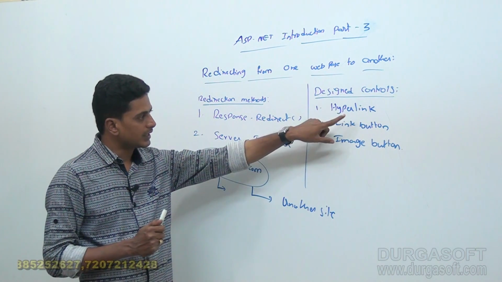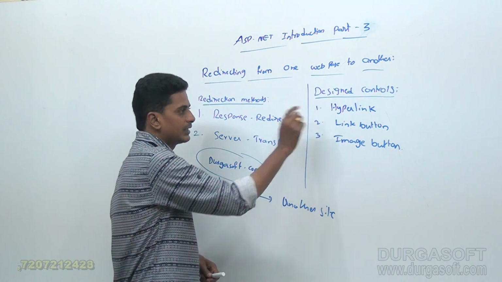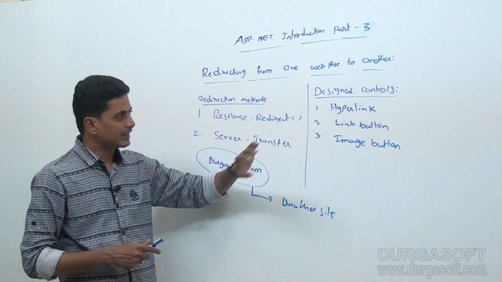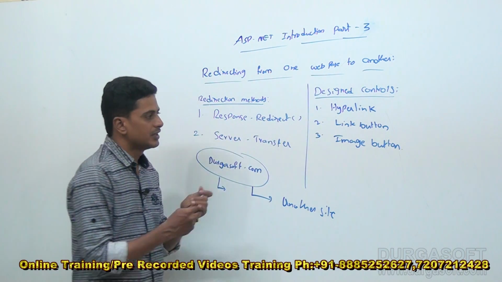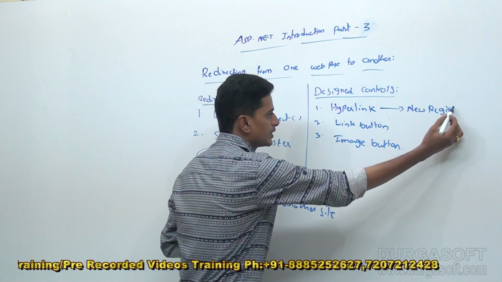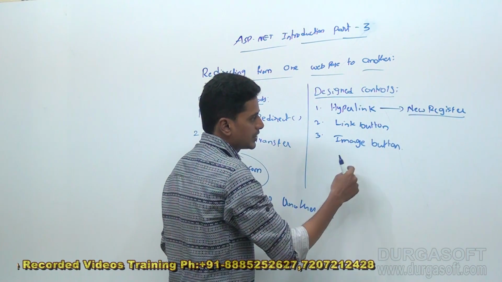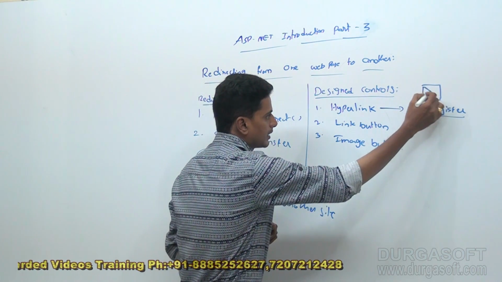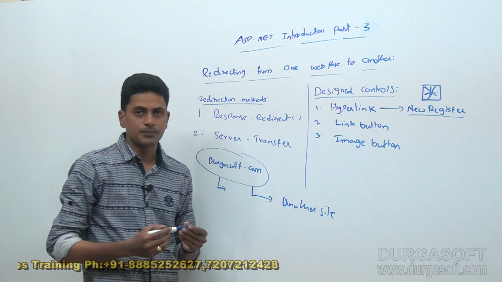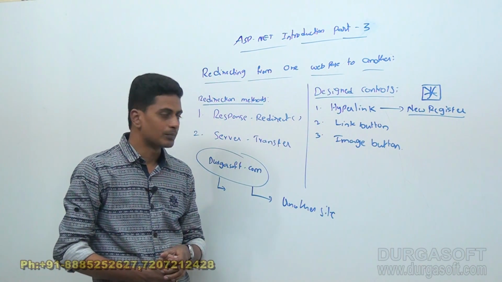Using these design controls, we can move from one web page to another, like hyperlink, link button, and image button. The hyperlink control provides a link to text and also a link to an image. For example, when I give the text for a hyperlink as "new register", this is the text, and when we click on this text, it will be redirected to the new register page. Instead of text, when I place an image and click on the image control, we can also move to another page. So the hyperlink control provides a link to text and also to an image; both are possible.